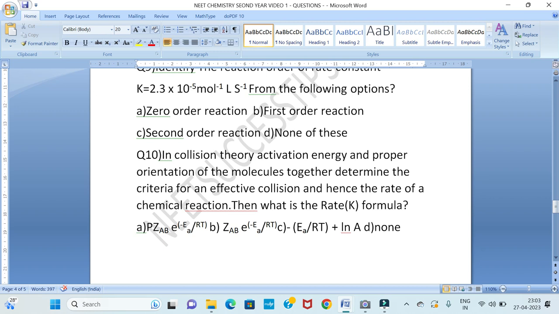So here they asked the rate formula. Option A, option B, option C or none. So what is the answer? The answer is A.